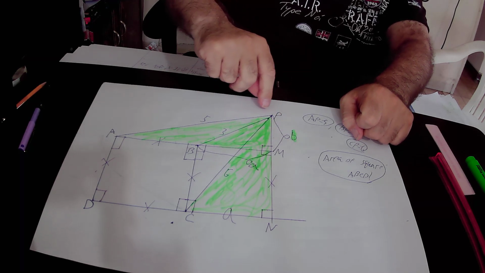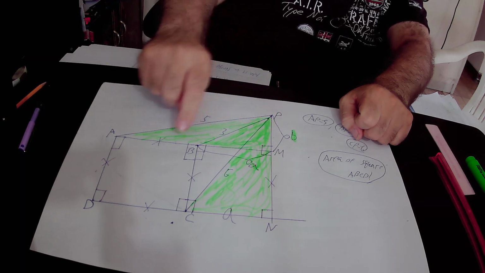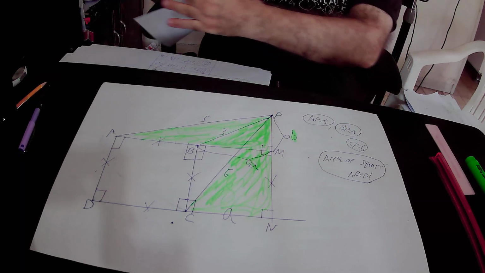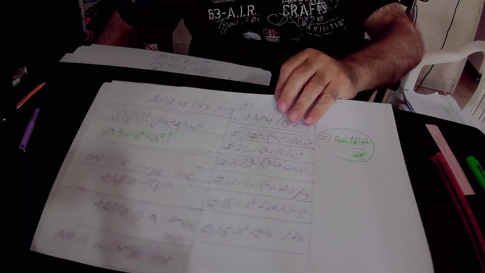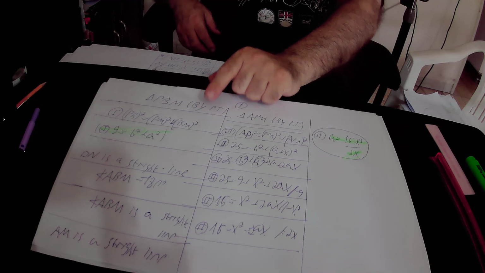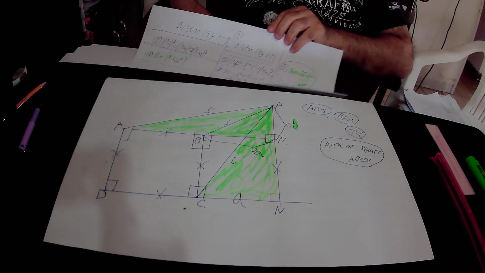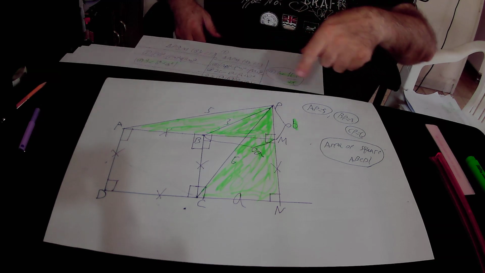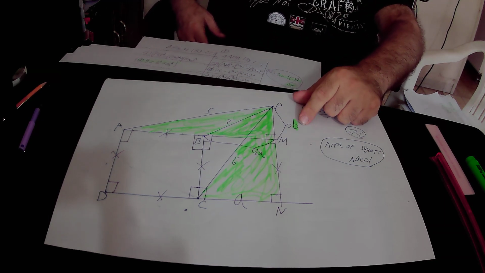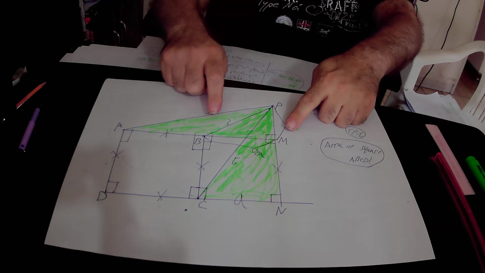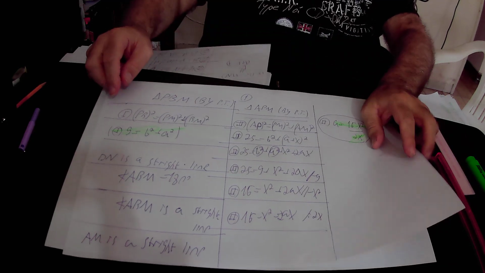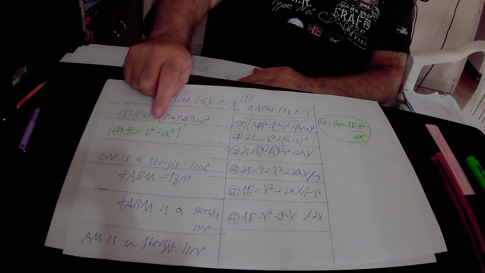According to the Pythagoras theorem, PB square equals PM square plus BM square. PB equals 3, therefore PB square is 3 squared, that is 9, and it is equal to PM square. PM is B, therefore PM square is B square, plus BM square. BM is A, so BM square is A square. So in conclusion, according to equation number 1, 9 equals B square plus A square.